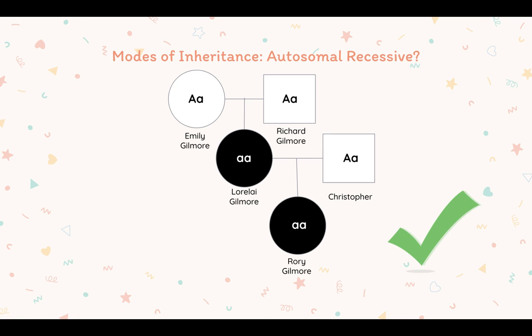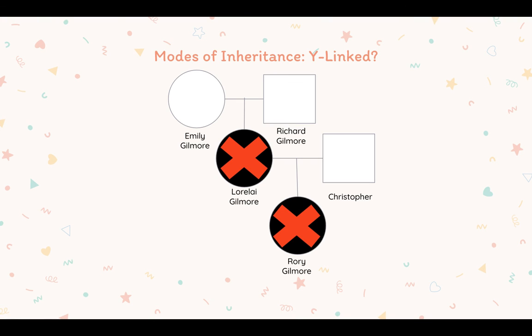as autosomal recessive, so this is consistent. For the Y-linked trait, this is not consistent because the two individuals that show this trait do not have a Y chromosome, so it could not be found on the Y chromosome and is not consistent.